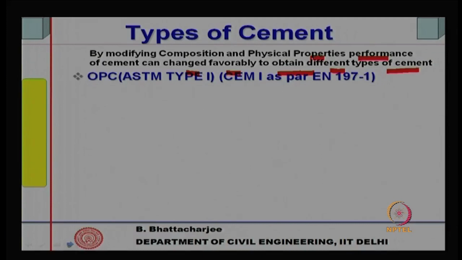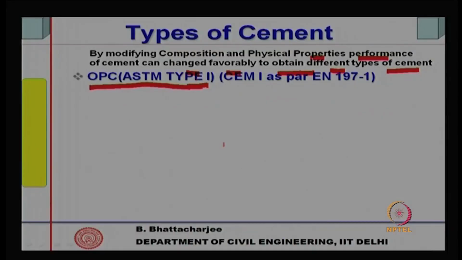So, what are the types of cements? Well, ordinary Portland cement is the most commonly used cement for many years. However, currently perhaps it is not the most commonly used cement, because some of the blended cements have become quite popular all over the world. This cement is known as type 1 cement as far as the American Society for Testing and Materials, ASTM, is concerned, or CEM 1 as per EN 197-1, that is the European standard. So is the case with Indian or any other country standard.